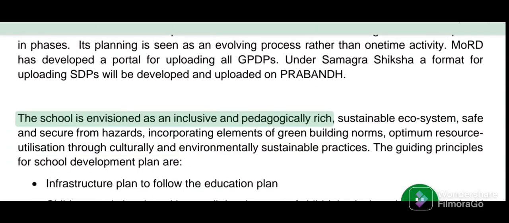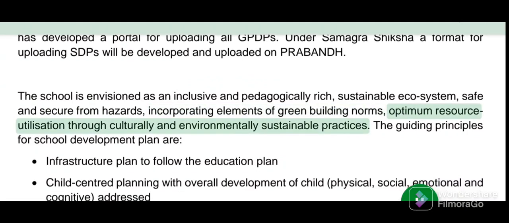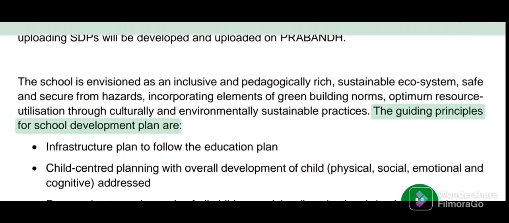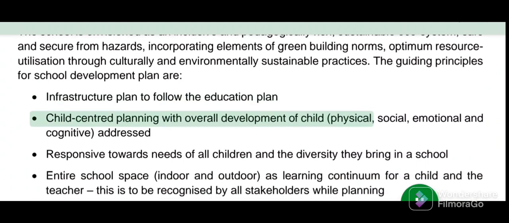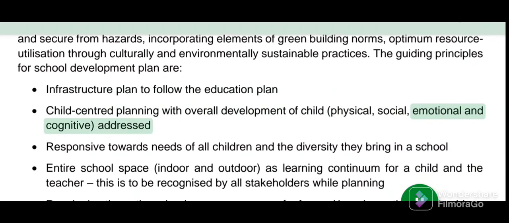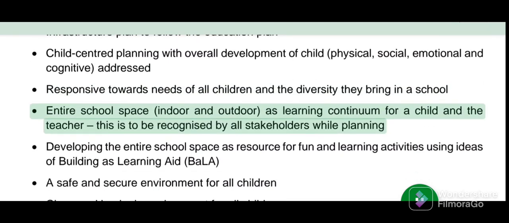The school is envisioned as an inclusive and pedagogically rich, sustainable ecosystem, safe and secure from hazards, incorporating elements of green building norms, optimum resource utilization through culturally and environmentally sustainable practices. The guiding principles for school development plan are: infrastructure plan to follow the education plan. Child-centered planning with overall development of the child, physical, social, emotional and cognitive, addressed. Responsive towards needs of all children and the diversity they bring in a school. Entire school space, indoor and outdoor, as a learning continuum for a child and the teacher; this is to be recognized by all stakeholders while planning.